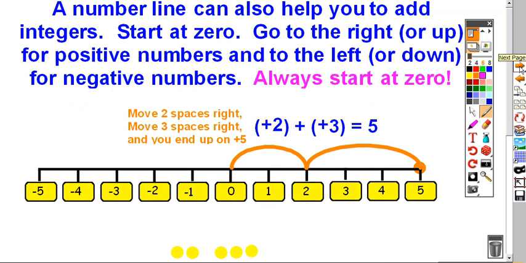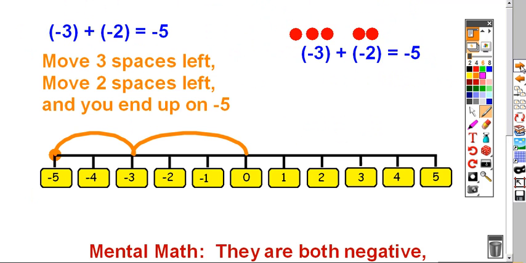You can also use a number line to help you add integers. Remember to start at 0. Move to the right for positive numbers, move to the left for negative numbers. Always start at 0. 2 plus 3 equals 5. Start at 0, move to the right 2 places, move to the right 3 more places, equals a positive 5.